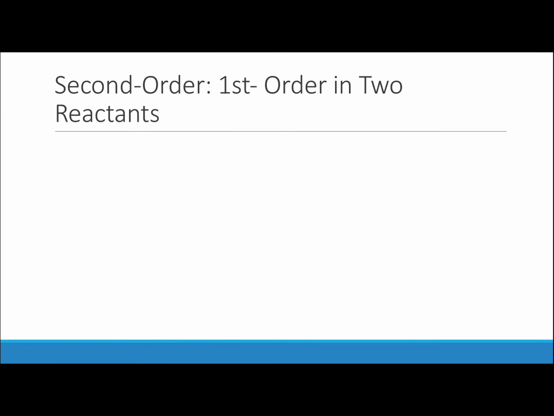Okay, the last thing we want to look at is our second order process, where we have first order in 2 reactants. Okay, so here, if we have second order by having first order in 2 reactants, the math is very, very crazy. So instead, we do what's called pseudo first order kinetics, which means we take one substance and we make its concentration so high that it effectively doesn't change during the reaction.